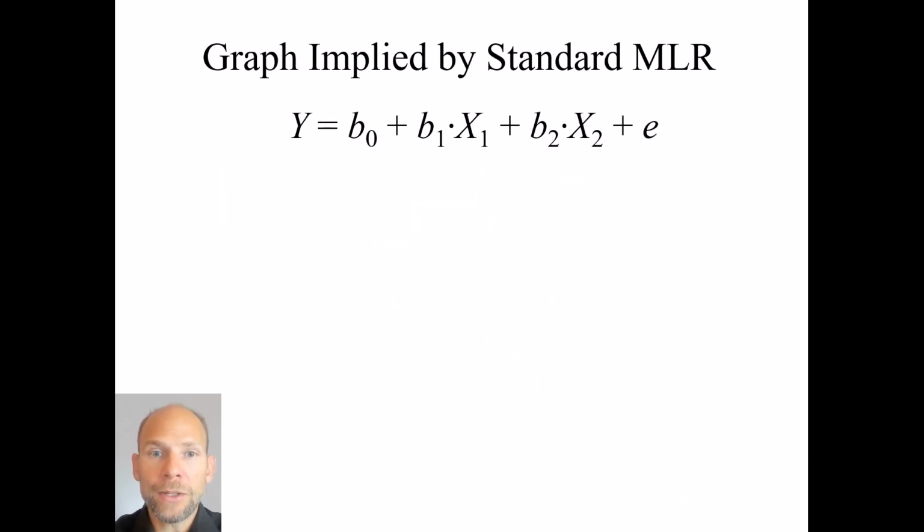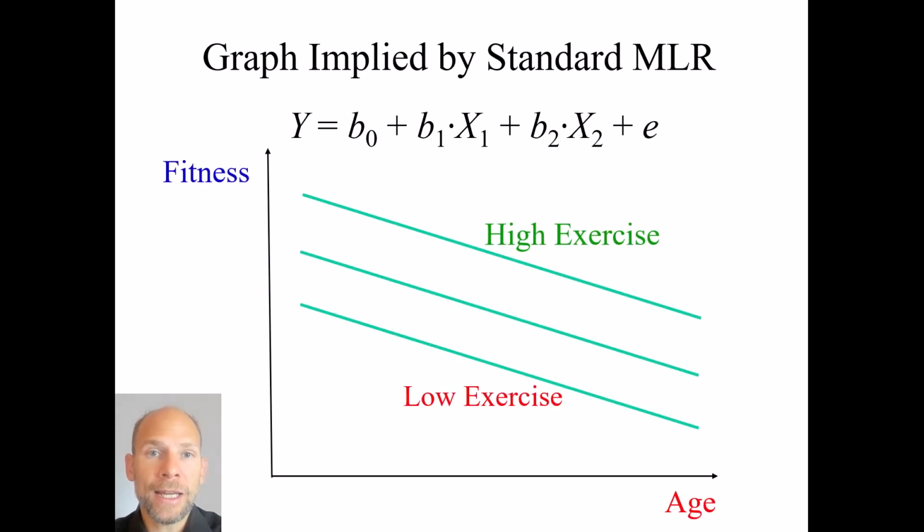Now, going back to our standard multiple linear regression model that we revisited early on in this little mini lecture, we can plot the graph that is implied by this standard multiple linear regression model. And when we do that, we would actually get something like that. For different levels of exercise, we find exactly parallel regression lines for the relationship between age and fitness as implied by this multiple regression model. And then this means that that's not what we want, right?